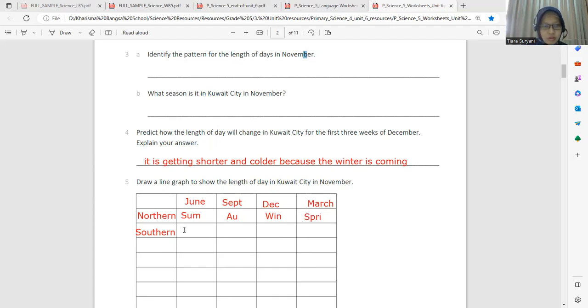For the southern hemisphere, not the same, but the opposite. Winter is in June, and then September is spring. December is summer, so they celebrate Christmas in summer. And then it's autumn. Just memorize this table, but please do not really memorize the order; you have to memorize the month with the hemisphere. That's all the explanation from me.